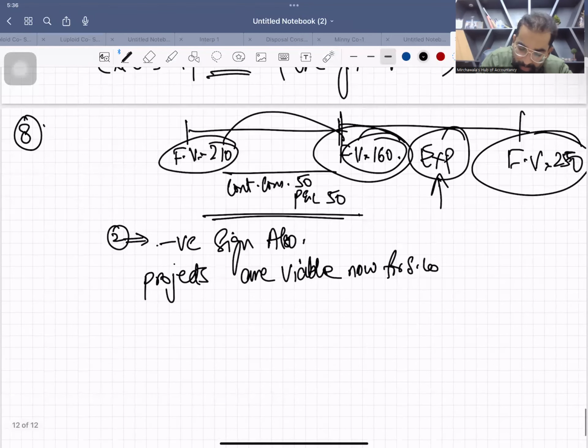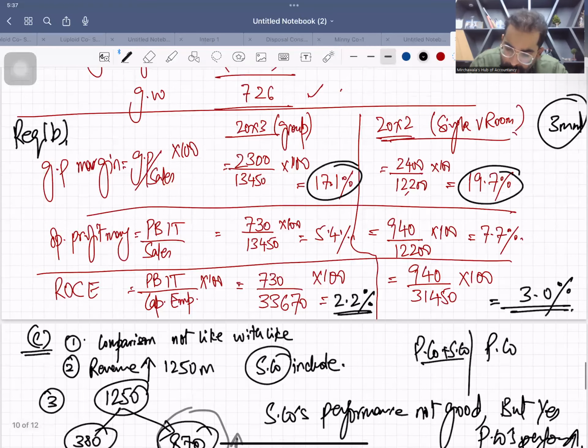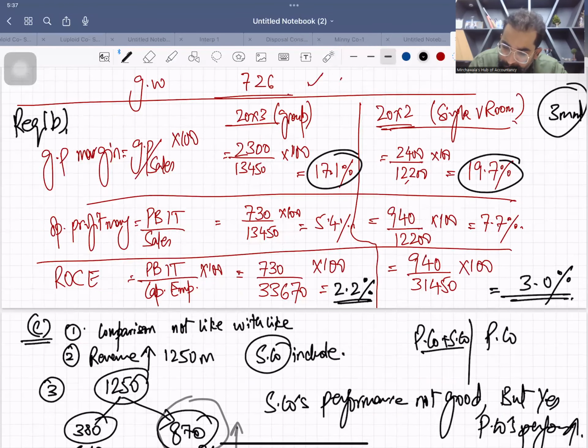One more thing, one routine point which 90% of the time I discuss in my class, and it's also in the past paper. Your operating margins are also going down. Your operating margins in this question are also down. See, it's 7.7% and then 5.4%.